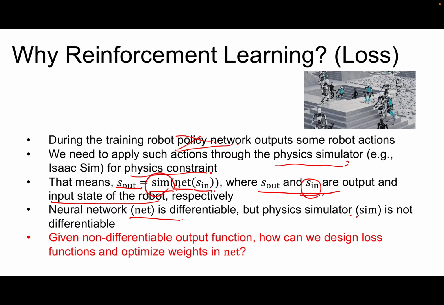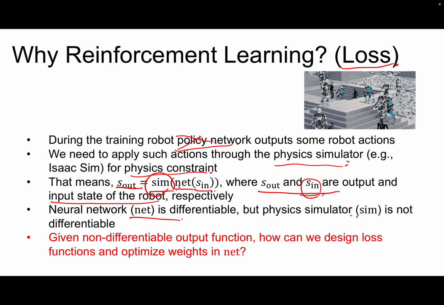These days, some differentiable simulators are introduced, but even Isaac Sim or Isaac Lab, NVIDIA's very recent physics simulators, are not differentiable. So how can we do that? How can we optimize weights in a neural network given a non-differentiable output function? That is the second motivation of reinforcement learning.